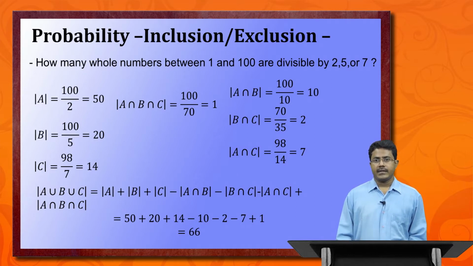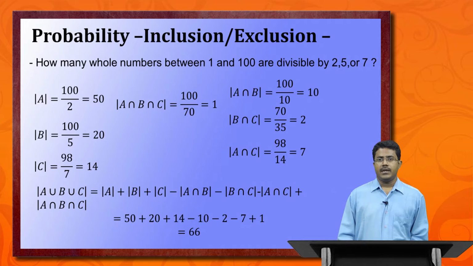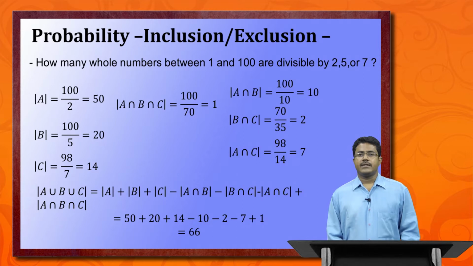Similarly, for A intersection C, 2 into 7 is 14, so it is 100 by 14. Instead we write 98, because 98 is the nearest number to 100 which is divisible by 14. That is 7 numbers.